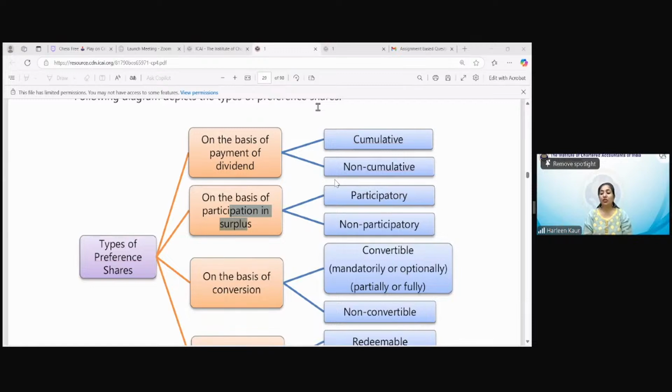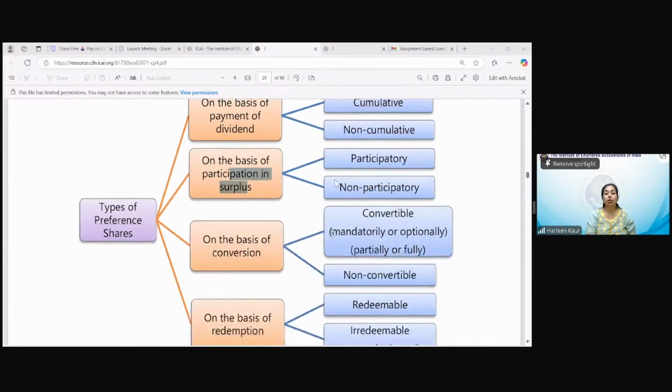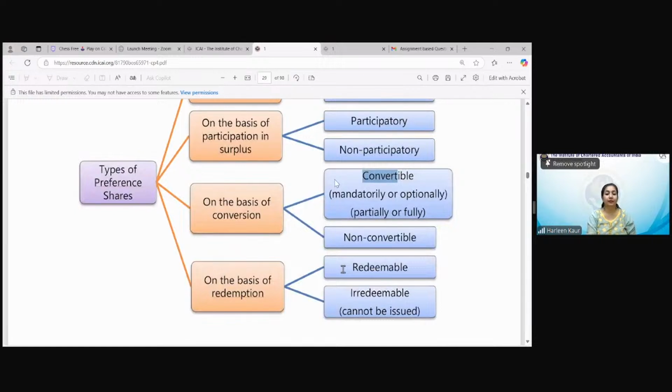So those which cannot participate are non-participatory, and participatory means those who will take part in the balance surplus also. On the basis of conversion, it is a convertible. That means they can be converted into fully paid up or partly paid up, and those which are non-convertible. Now is the last category, which is actually talking about your section 55, that is redeemable preference shares and irredeemable preference shares.